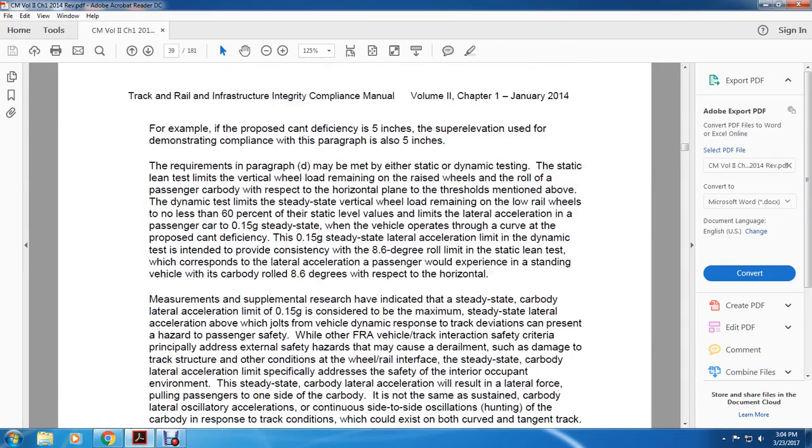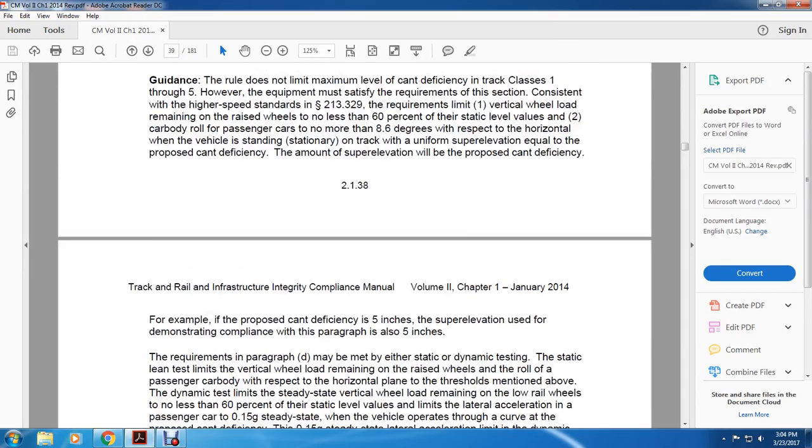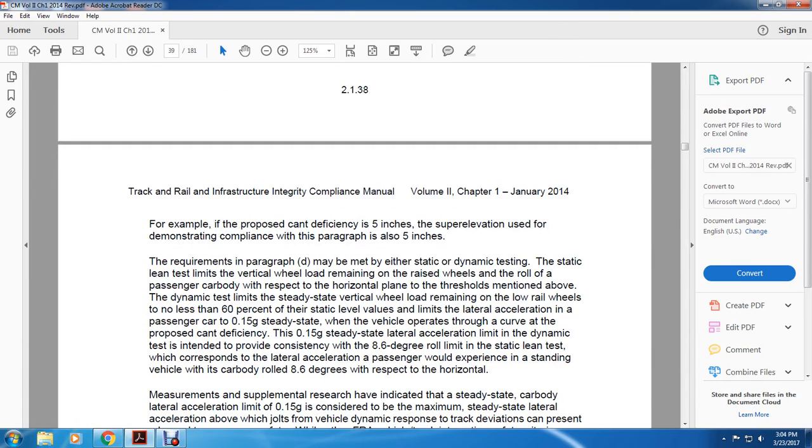Alright, and we're going to stop on page 40. For example, if the proposed cant deficiency is 5 inches of super elevation, alright, 39 then.